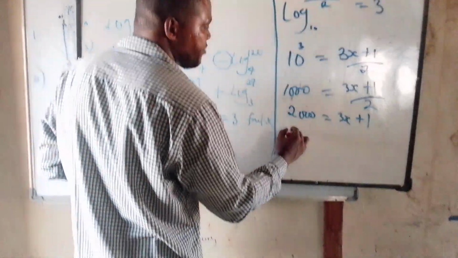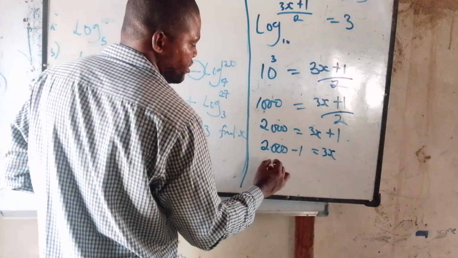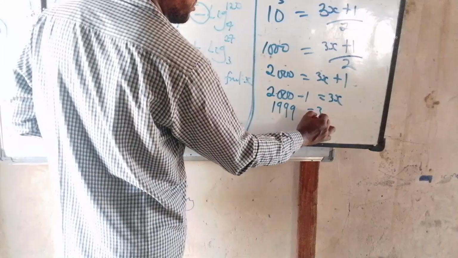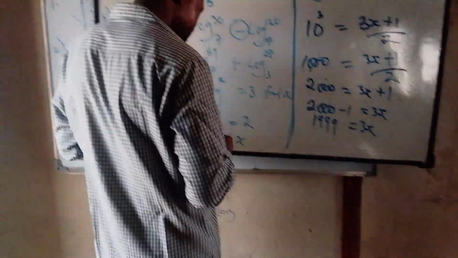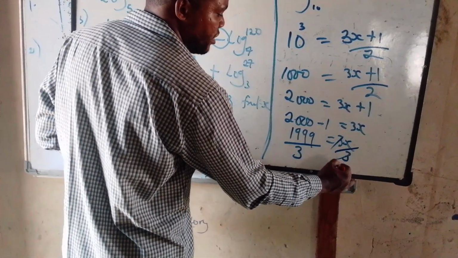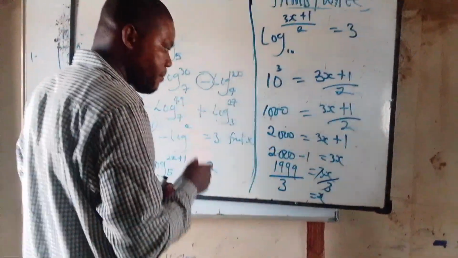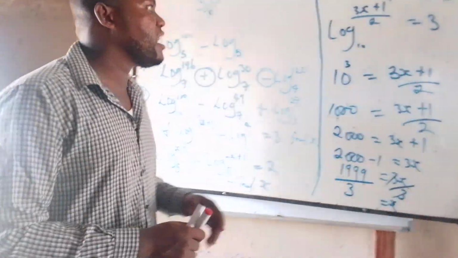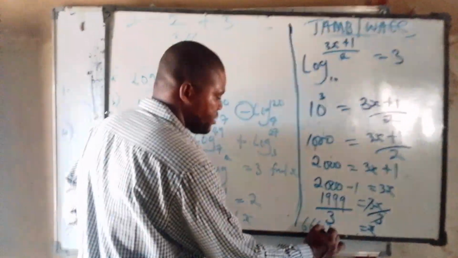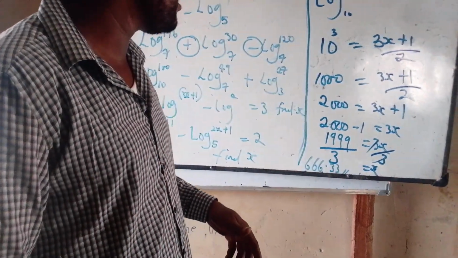If I move over, I have 2000 minus 1 equal to 3x, so 1999 equal to 3x. Divided by 3, the 3 cancels the 3, and x is now equal to 1999 over 3. In decimal, that is 666.33. It's okay.